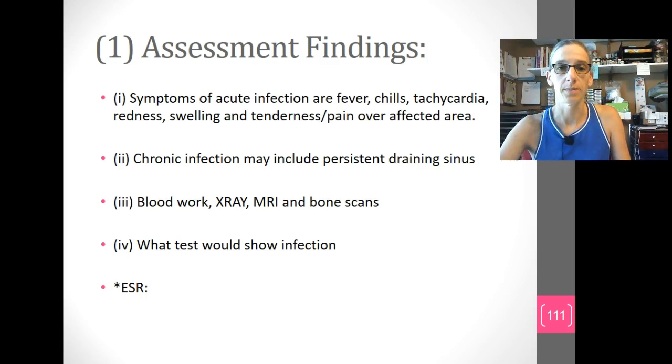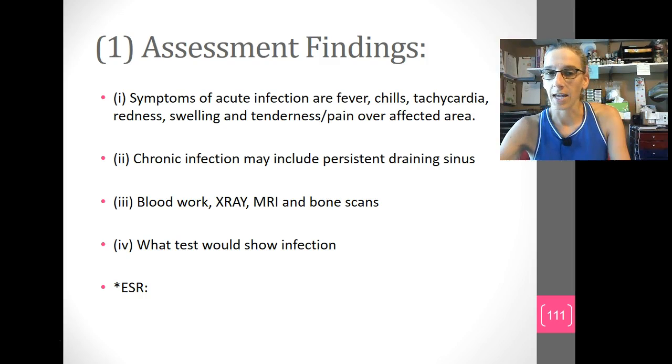Assessment findings: symptoms of acute infection are going to be fever, chills, tachycardia, redness, swelling, your normal signs of an acute infection. Now, chronic infection may include a persistent draining sinus, so you may have a sinus tract through the skin that may develop, and that's how you know that they have osteomyelitis. It's very interesting.